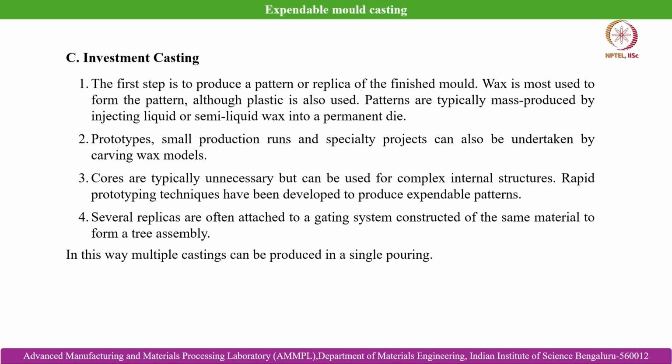So, investment casting, the first step is to produce a pattern. So, I have already discussed the steps. So, these steps are listed over here. So, after producing the pattern, for prototypes, small production runs and specific projects can also be undertaken by carving wax models, and cores are typically unnecessary, but can be used for complex internal structures even in case of investment casting. So, rapid prototyping techniques have been developed to produce expendable patterns. So, we can also employ rapid prototyping or 3D printing routes to develop these wax based patterns, in spite of making them by injection molding.